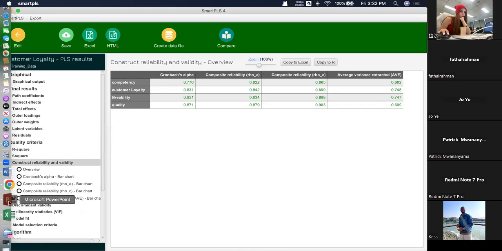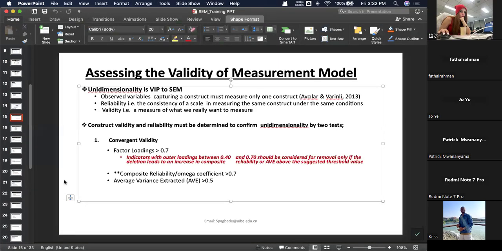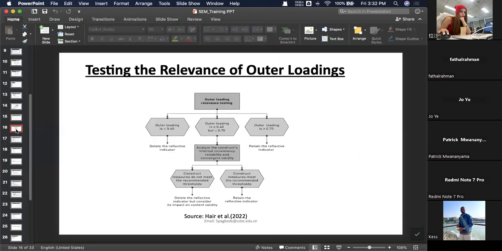Now, we go to the next slide. This is a diagram on when and when not to delete. Regarding the relevance of the outer loading, those are the factor loadings: any value less than 0.40 should be deleted. Loadings between 0.40 but less than 0.70 should be held for a while. Those greater than or equal to 0.70 should be retained.